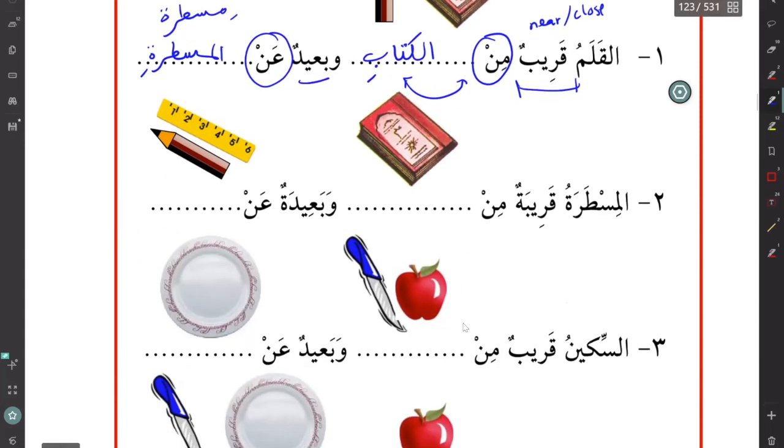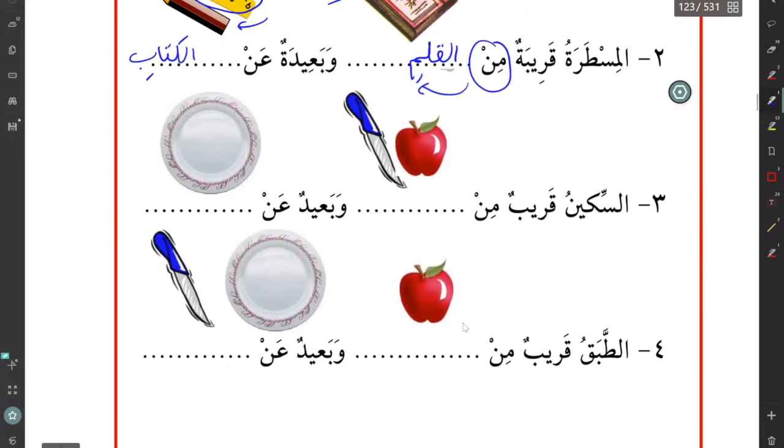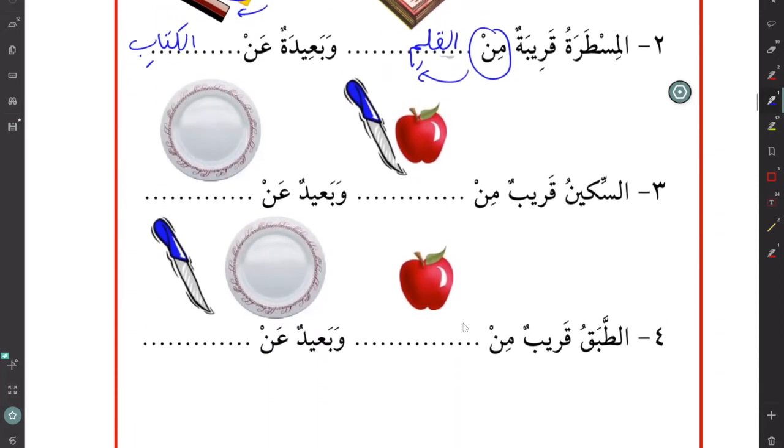Now, so the next one says al-mistaratu qaribatun min what? The mistara, this is the mistara, is close to what? The book or the pen? It's close to the pen. So qaribun minal what? Minal qalam. Remember, it's harful jar, so we need to put kasra. Minal qalami. Wa ba'idatun an, and far from what? And far from al-kitab. Subhanallah. Hold on. Al-kitabi, right? And inshallah, I want you guys to complete the rest. Okay, inshallah, you can do this.